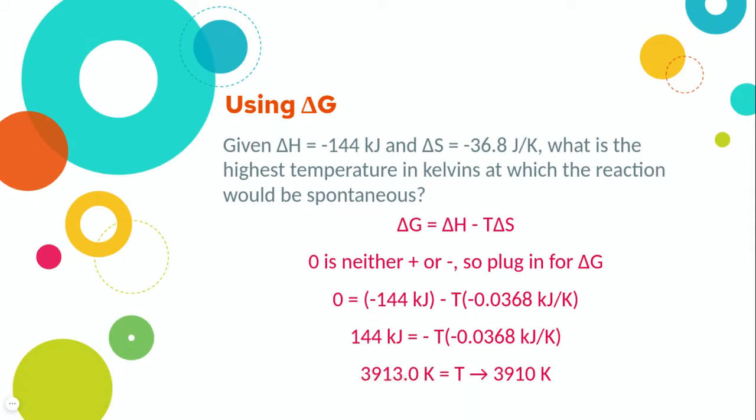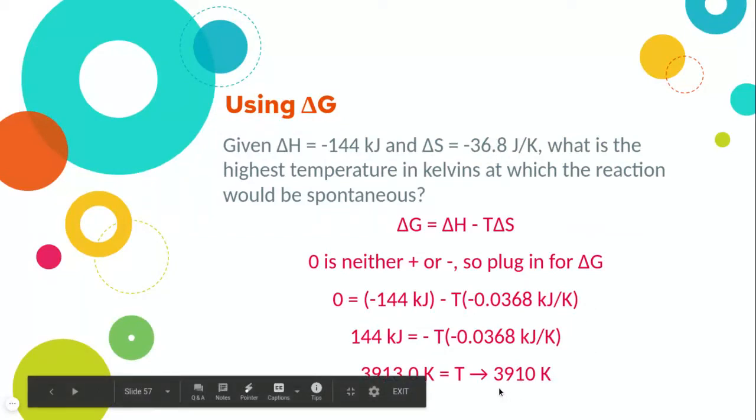Your calculator gives you an answer that's around 3,913 Kelvin. But don't forget your sig figs. Looking at our original problem, we have 3 sig figs in this number and 3 sig figs in that number. That means we have to have 3 sig figs in our final answer. The easiest way to do that is to use a placeholder 0.